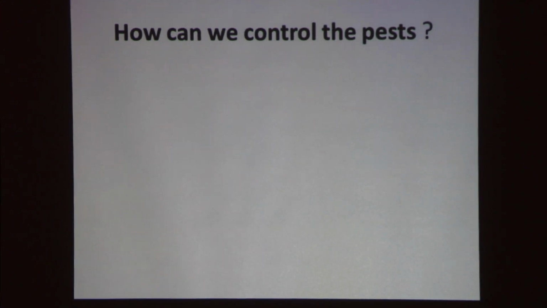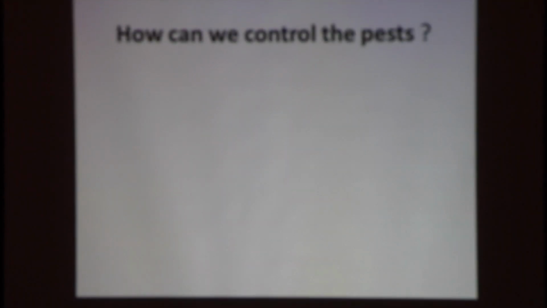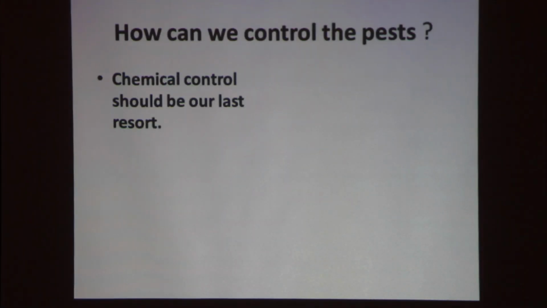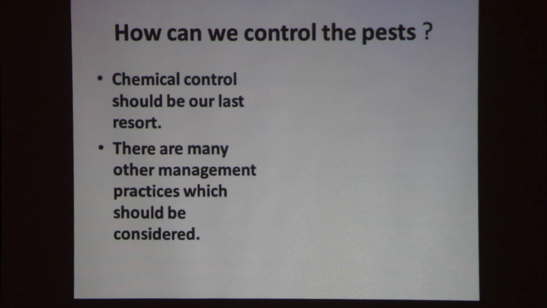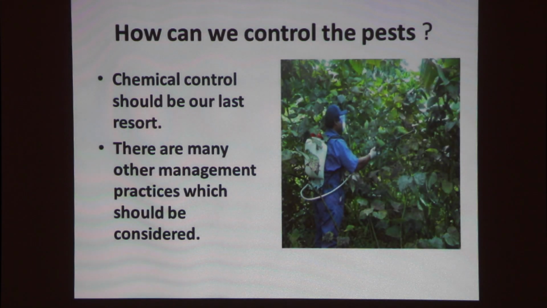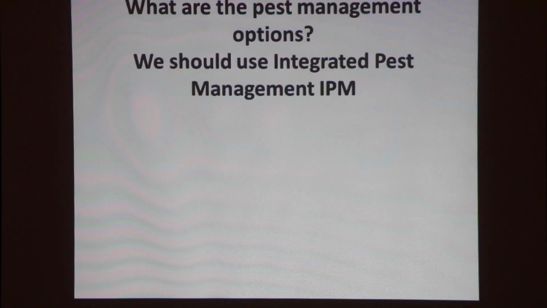How can we control pests? So this is now the second part. We can use chemical control, but chemical control should be our last resort. There are many other management practices which should be considered. This is a photo of someone spraying.